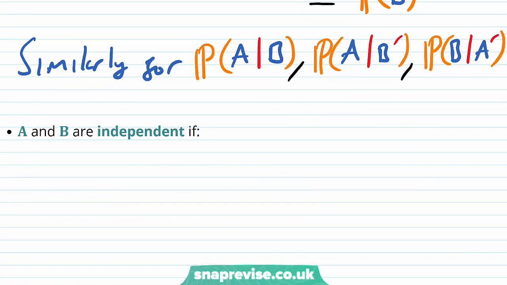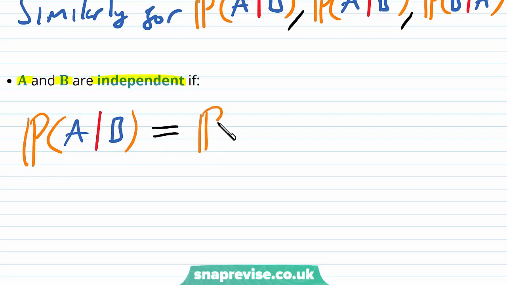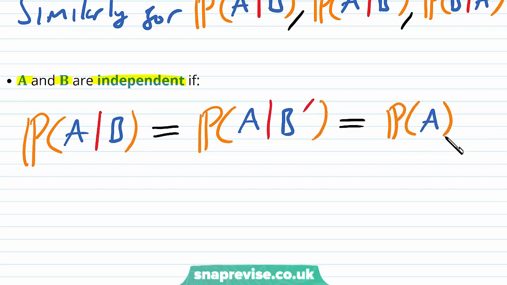This allows us to find a new independence condition, i.e. A and B are independent if the following occurs. The probability of event A given event B is equal to the probability of event A given that B does not occur, B complement, which is also equal to the probability of A. This is because if this equality holds, B has no effect on A, and therefore A and B are independent.